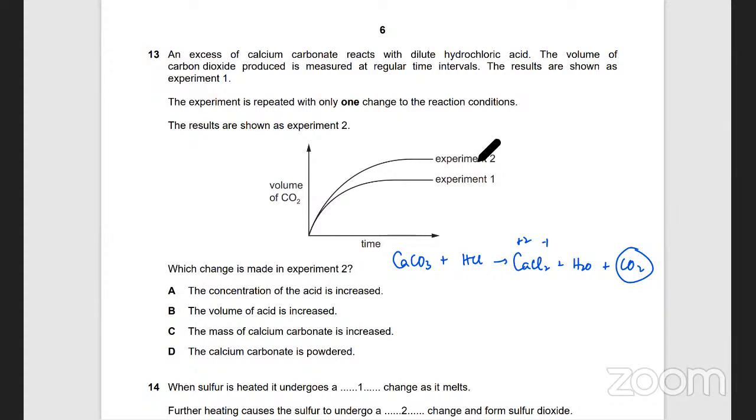पहले तो बताओ कि if you look at experiment number 2, is it faster or is it slower? Faster. Are you sure? Because if it had been faster, it should have a greater gradient, right? Look at the initial slope. Both of them are exactly the same. If it was faster, then it would have been something like this, right? Is that clear? Yes. Got it.